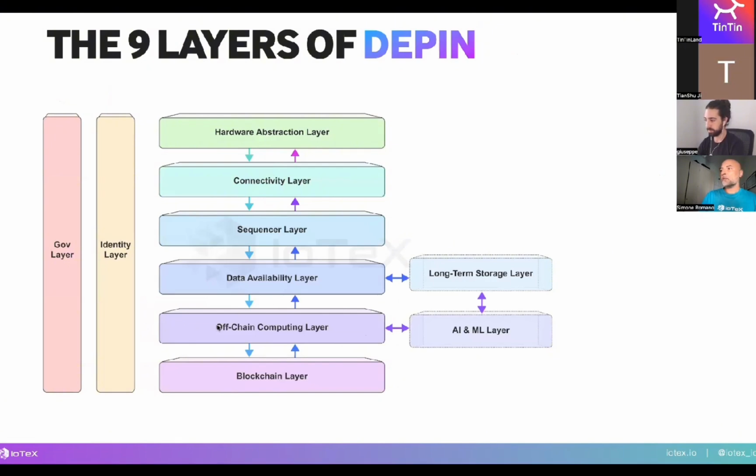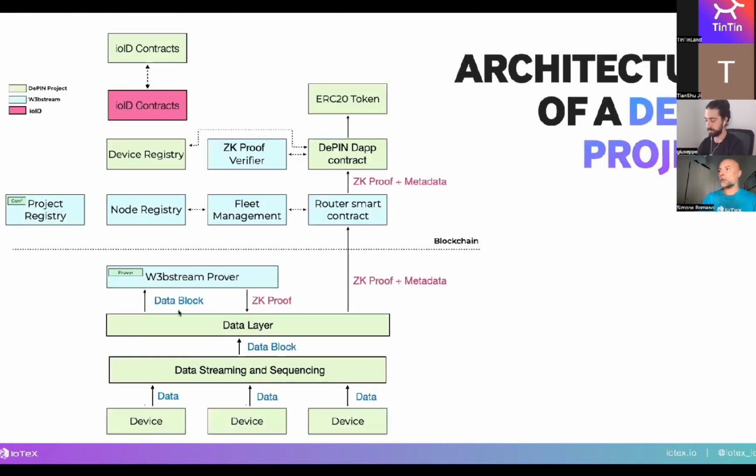Next, we need something to act as an off-chain computing layer, something that can process the data blocks to generate a proof for our DApp, depending on whatever we want to prove to our application. For this type of service, we built WebStream, which is a decentralized off-chain verifiable computing that is based on zero-knowledge cryptographic schemes. Not sure how many of you are familiar with zero-knowledge proof generation.